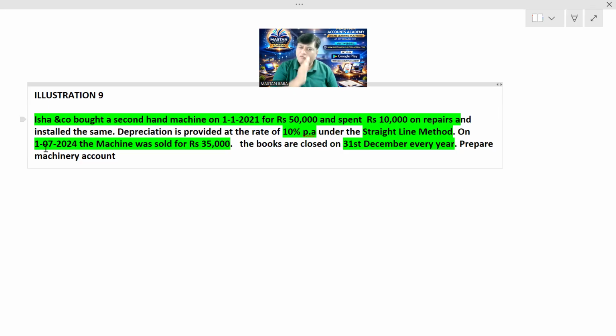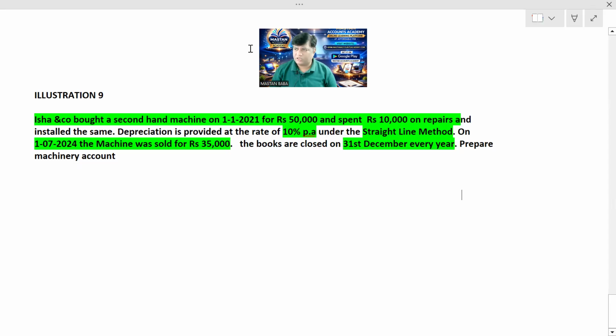In the earlier problem they used it for the full year, so I took the full year. In this problem it is 1st July 24, so we calculate for how many months the machinery has been utilized, calculate depreciation for those months, and then calculate whether there is a profit or loss on sale of asset.